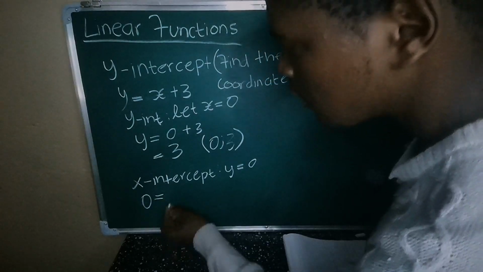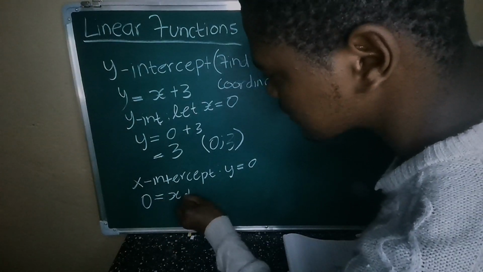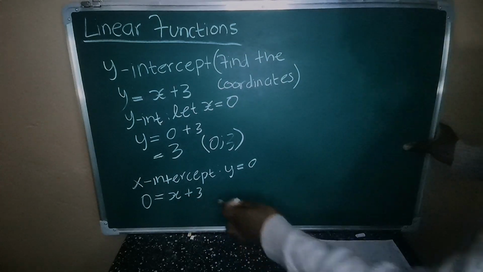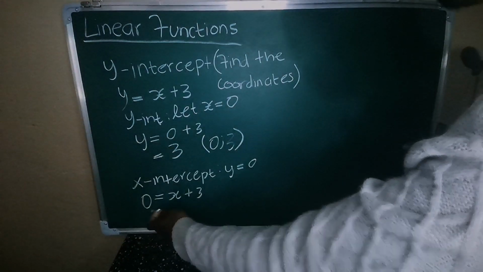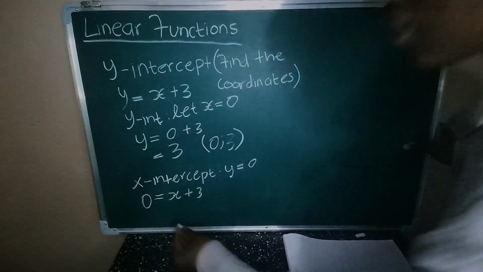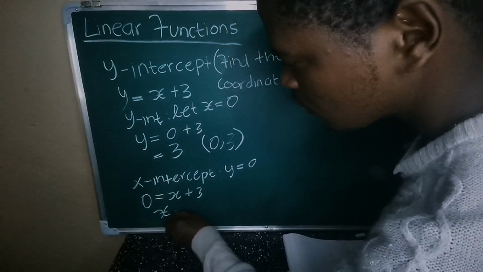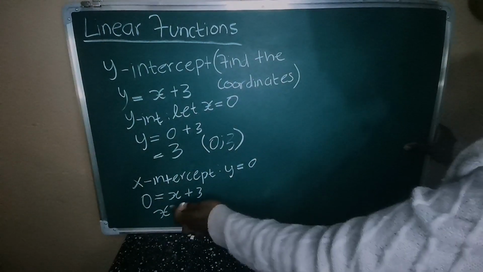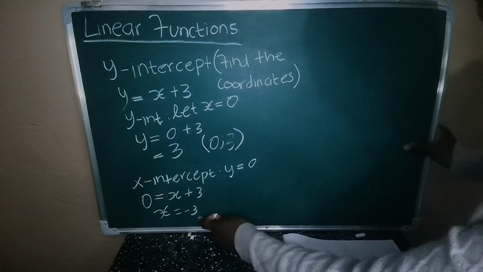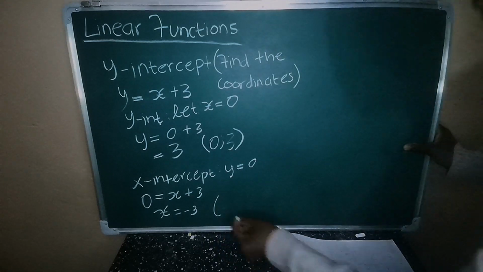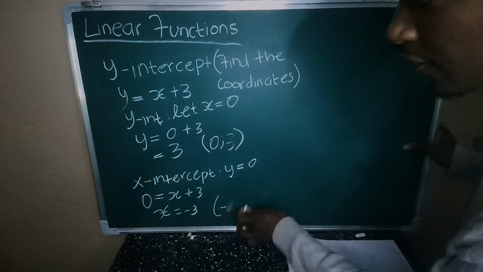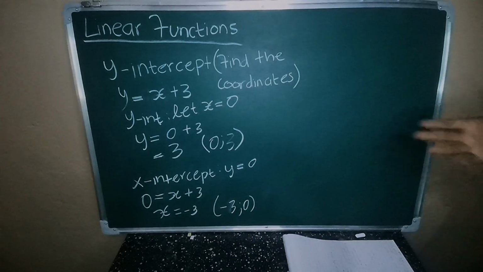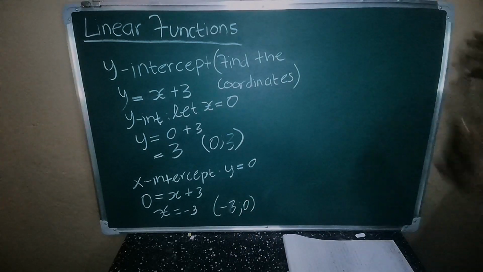0 is equals to x plus 3. Now I'm solving for x right now. I transpose this 3 to the left, and it will be 0 minus 3, negative 3. That means x will be equal to negative 3. Therefore, the coordinates of the x-intercept are negative 3 and 0.